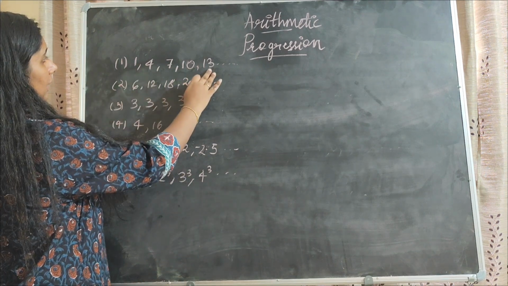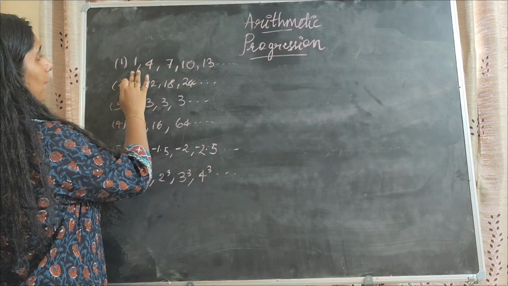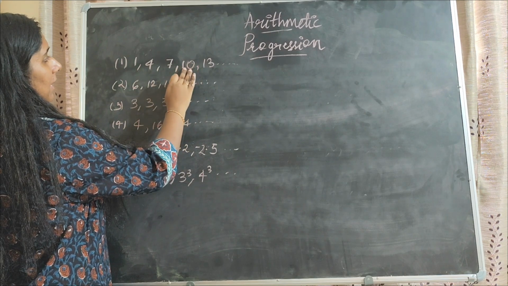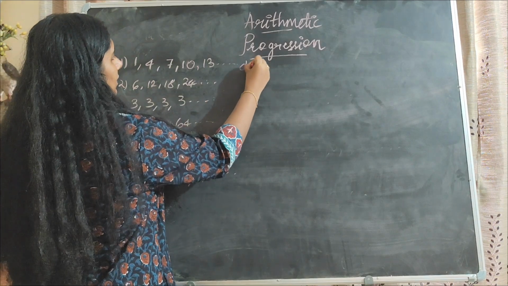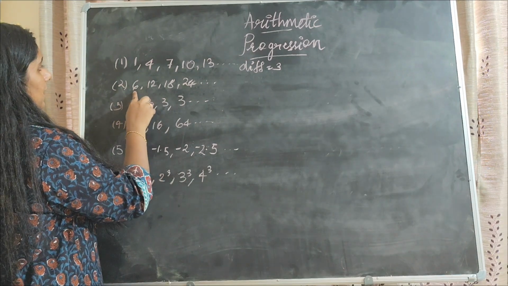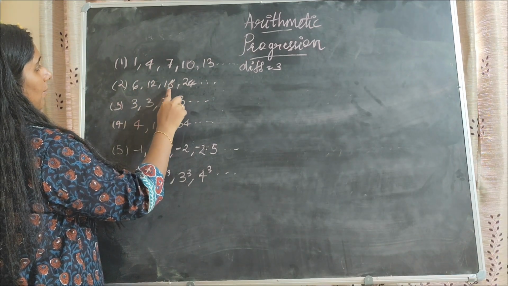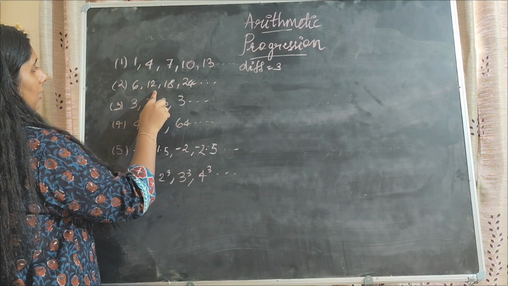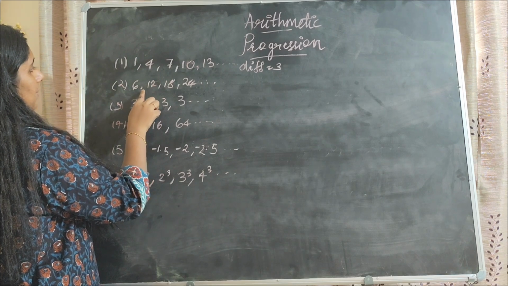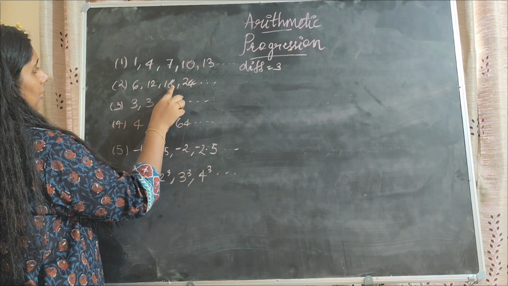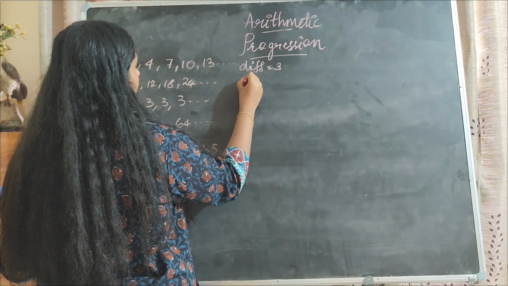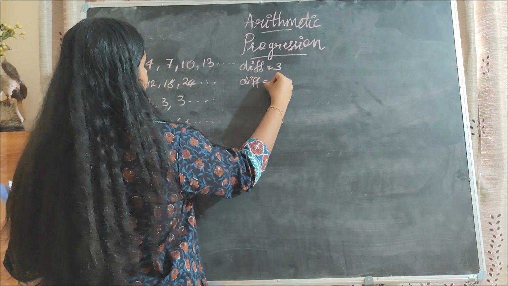So the first one, if you observe closely, 4 minus 1 is 3, 7 minus 4 is 3, 10 minus 7 is 3, 13 minus 10 is 3. So there is a difference of 3. Next, 6: these are all multiples of 6. 6 ones are 6, 6 twos are 12. But they are also like 6 plus 6 is 12, 12 plus 6 is 18, 18 plus 6 is 24. So this has a difference of 6. The terms have a difference of 6.